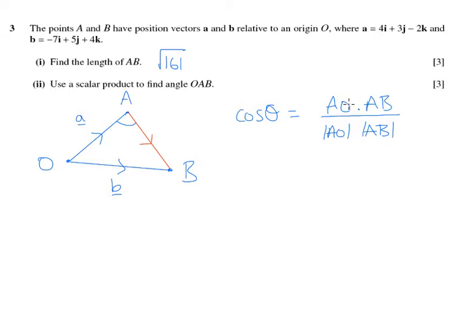Okay, so we just need to find, we've got this already. We've got the magnitude of A to B. That was the root of 161. We found that in part A. So we need the magnitude of A to O, which is just the magnitude of this vector here. The vector A to O, which is just the negative of this, is going to be -4, -3, +2. And then use that with the dot product of A to B, which we also found out in part 1.